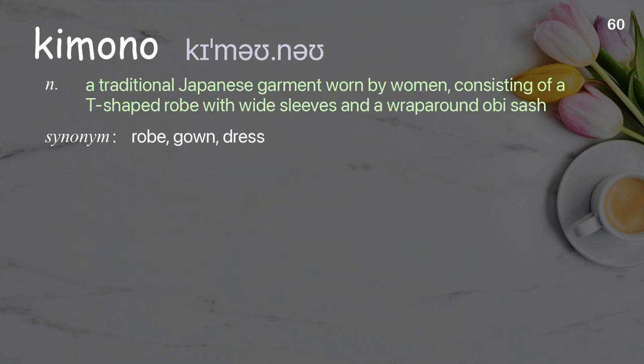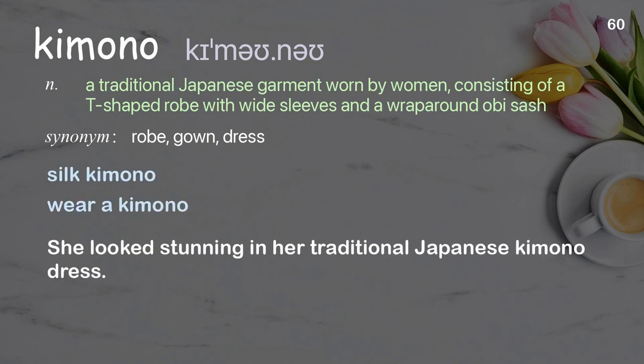Kimono. A traditional Japanese garment worn by women, consisting of a T-shaped robe with wide sleeves and a wraparound obi sash. Examples: silk kimono. Wear a kimono. She looked stunning in her traditional Japanese kimono dress.